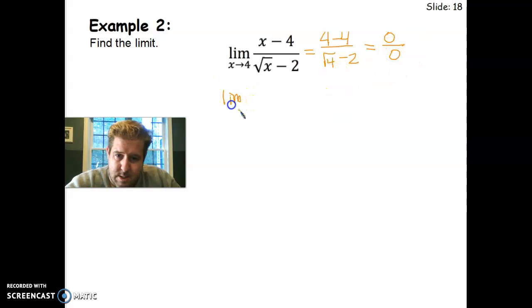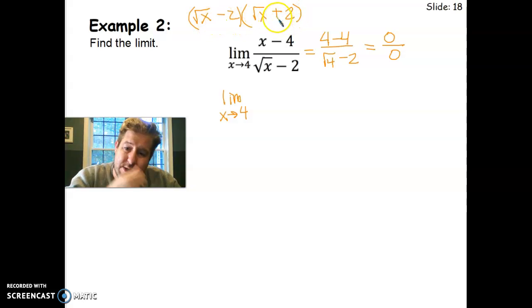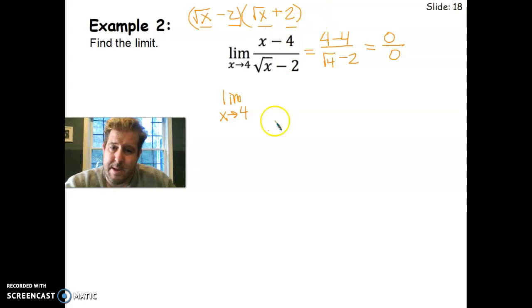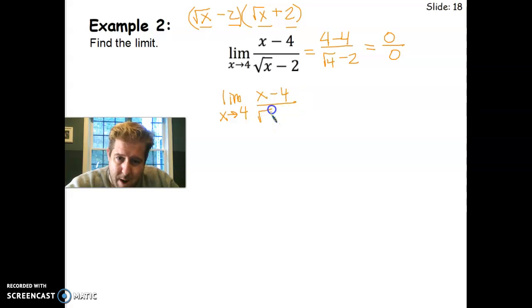So it is indeterminate. So the limit as x is approaching 4. Now, the way of doing this is to take the bottom, which is square root of x minus 2, which is a binomial, and I'm going to multiply it by what's called its conjugate, which is basically the same thing as for differences of squares. So if it's minus here, then its conjugate will be plus. If it's plus, then its conjugate will be minus. This only works when you have binomials like this.